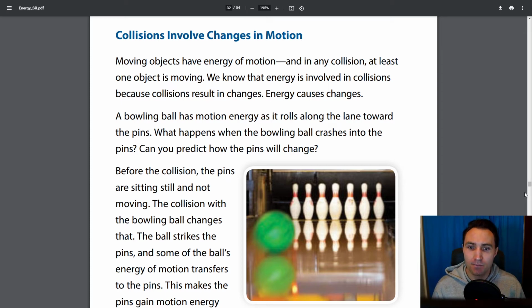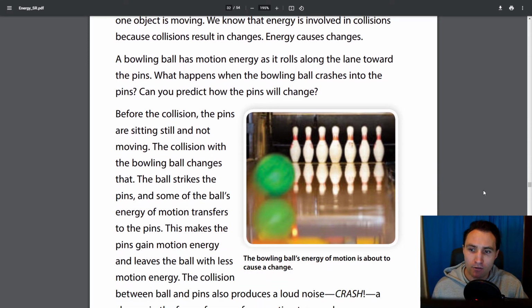Can you predict how the pins will change? What happens, right? They fall down. Some of you guys are already saying that. Before the collision, the pins are sitting still and not moving. The collision with the bowling ball changes that.